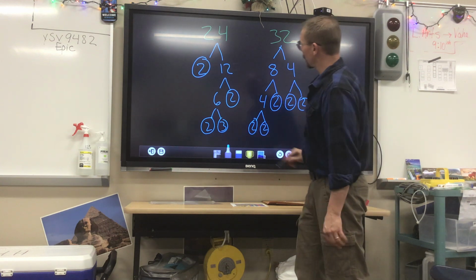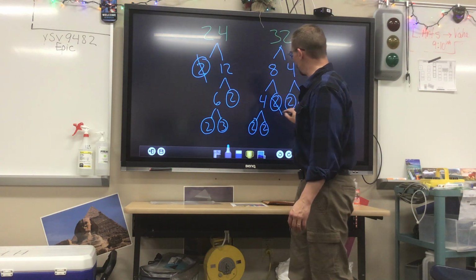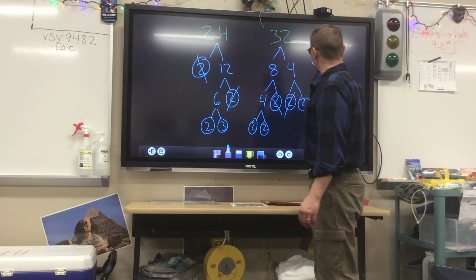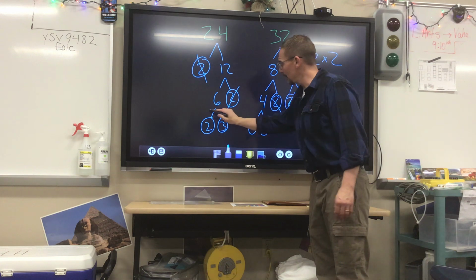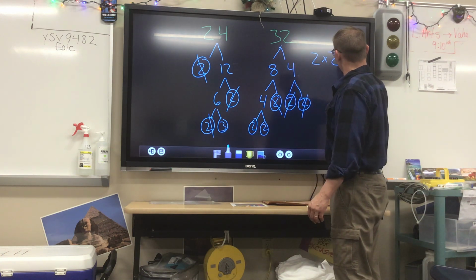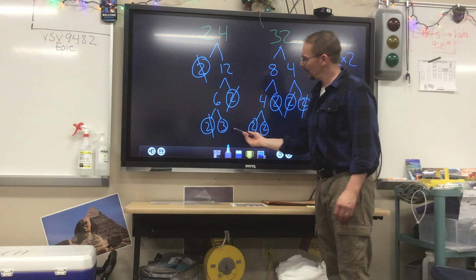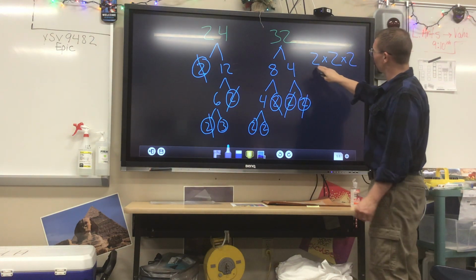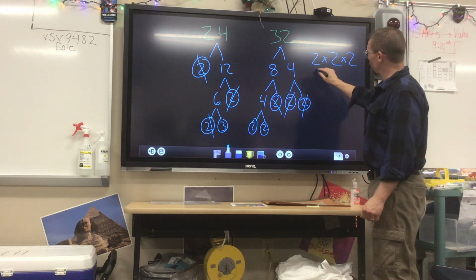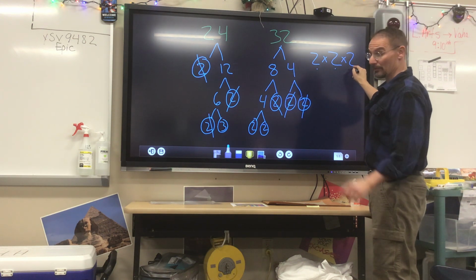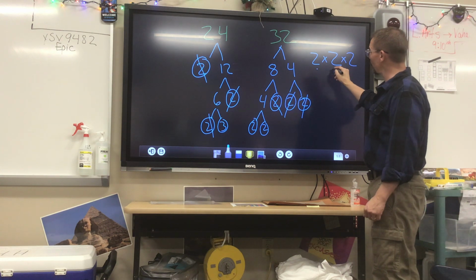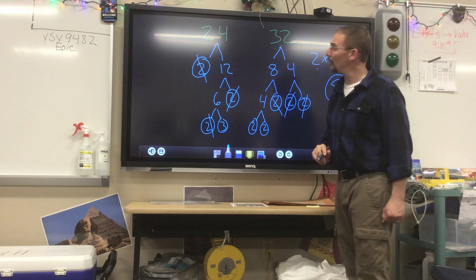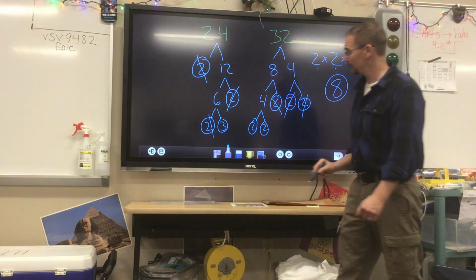Now I start seeing what I got in common. I got a 2 there and a 2 here. That's one 2 they have in common. Got a 2 here and a 2 there. That's another 2. A 2 here and a 2 there. That's a third 2 they have in common. This one has a 3, that one has some 2s. They don't have anything else in common. So now I look at my numbers. 2 times 2 times 2. So 2 times 2 is 4, times 2 more is 8. 8 is going to be my greatest common factor between 24 and 32.